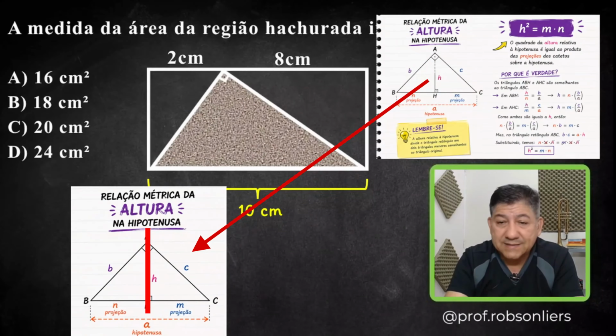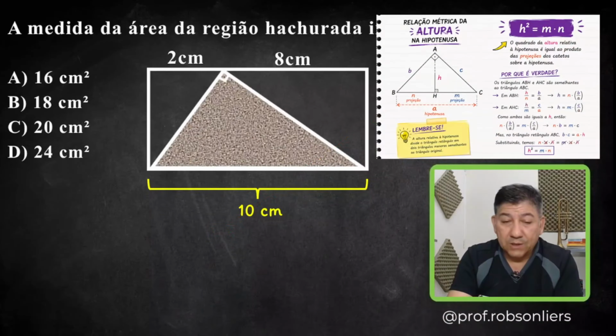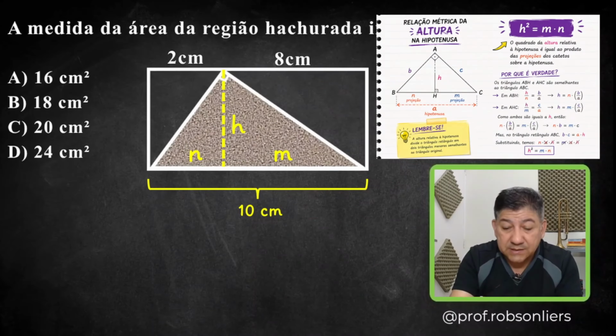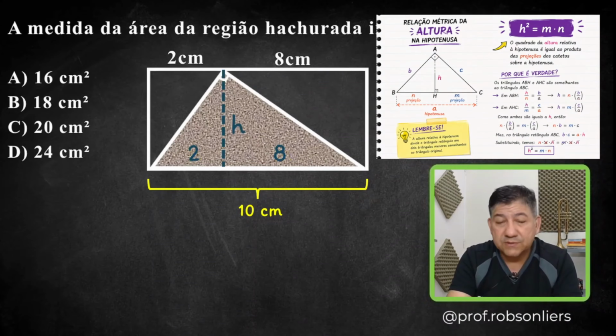Now notice that this ray, which divided triangle ABC into two other triangles, created two projections on the base of the triangle, one projection m and one projection n. And that's exactly the relationship we're going to use. Look, the altitude squared equals m times n. Now, looking at the drawing from our problem, it will be exactly like this. Look, we have the altitude relative to the hypotenuse, the projections m and n, which are exactly the same as those measurements up there, 2 centimeters and 8 centimeters.